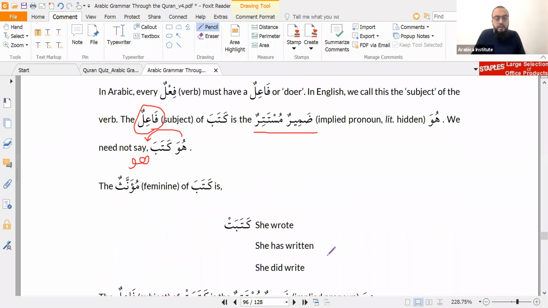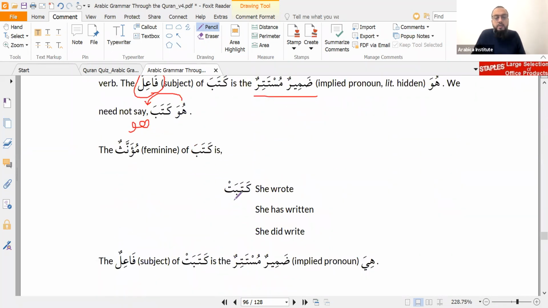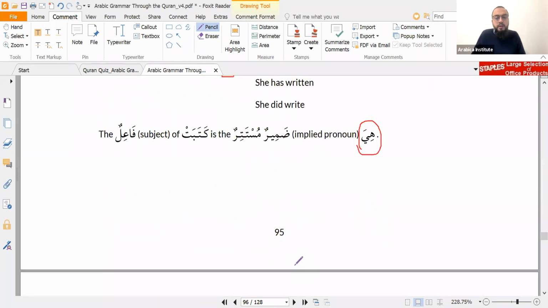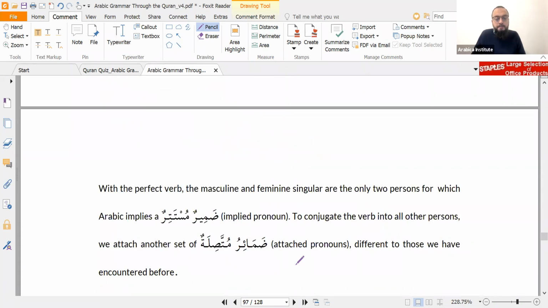Right. Let's look at the feminine. To make the feminine, you add this ta, which is called ta'ut ta'nifi in Arabic, the ta of feminization, literally, and that makes it she wrote, or she has written, or she did write. And in the same way, the pronoun contained in katabat is hiya. Again, it's a damirun mustatirun, it's implied or hidden.